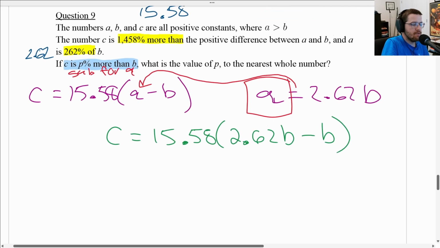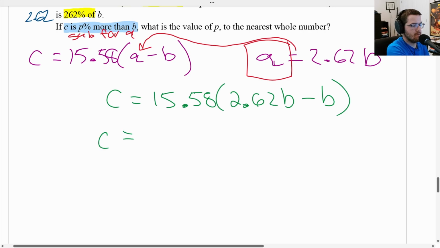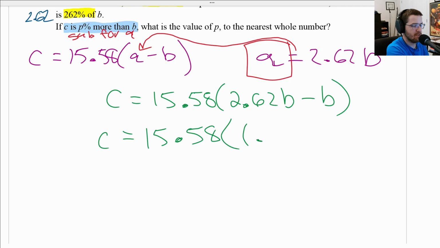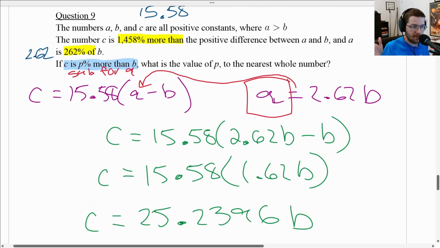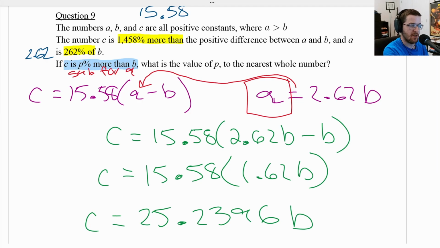Well, 2.62B minus B, 2.62 minus 1 is just 1.62. So this becomes 1.62B. And now I'm going to do 15.58 times 1.62. And I'm getting C equals 25.2396B. Now, if I look at the prompt, are we good or do we need to find his counterpart? Hopefully we're good. I really don't want to find a messy decimal that goes with that. That was actually a really nice clean decimal I didn't round.